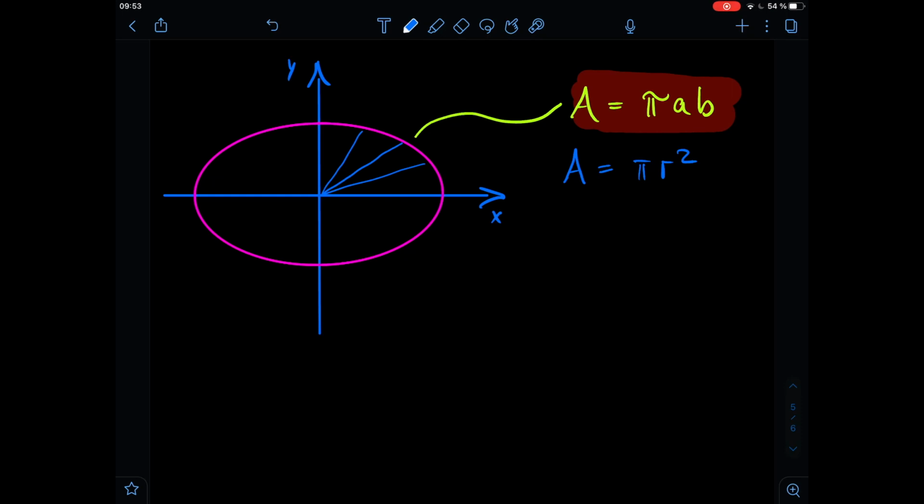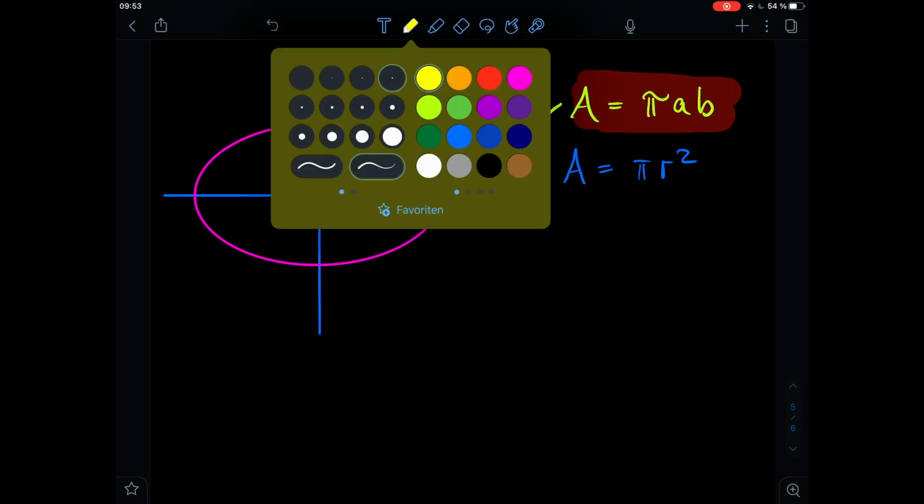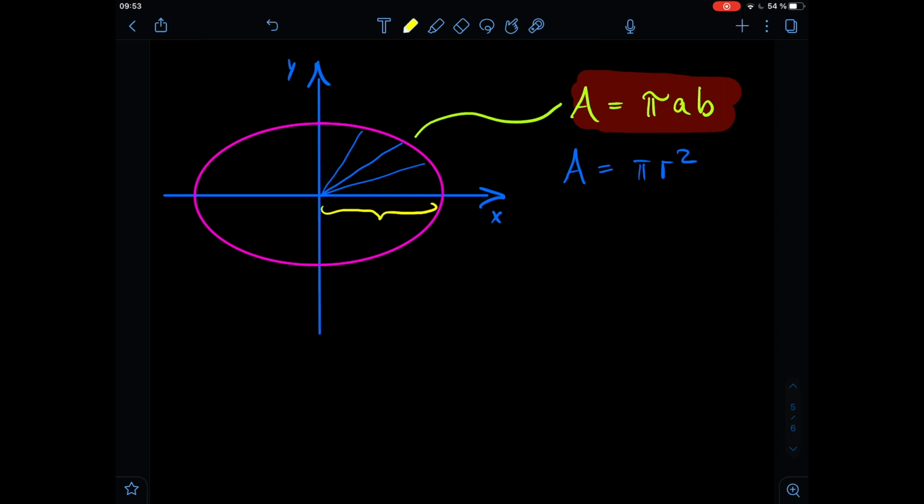and this would be a and b. A and b are the so-called major and minor semi-axis. So let's use another color here. This here would be a. This is the major semi-axis, so the big axis of the ellipse. And b is the smaller semi-axis, so the minor semi-axis. So if we want to calculate the area of an ellipse, we have to know the major and the minor semi-axis.